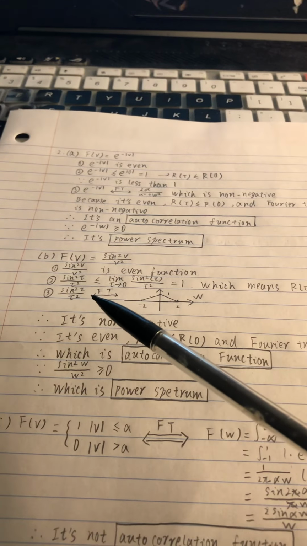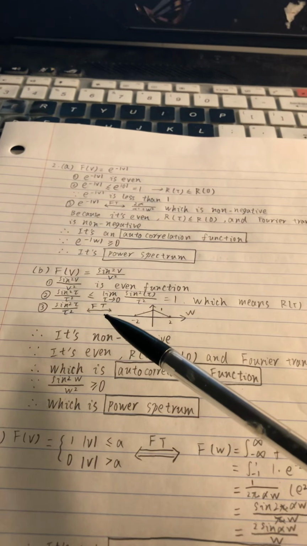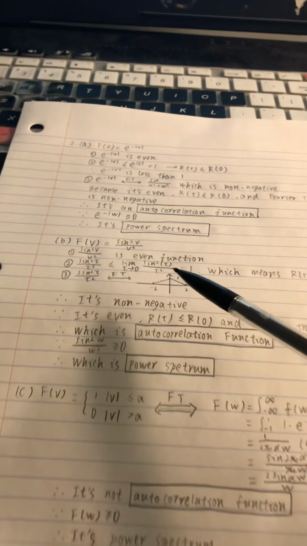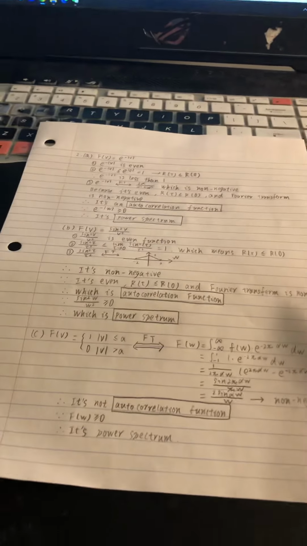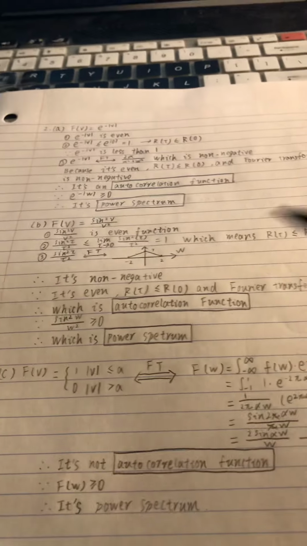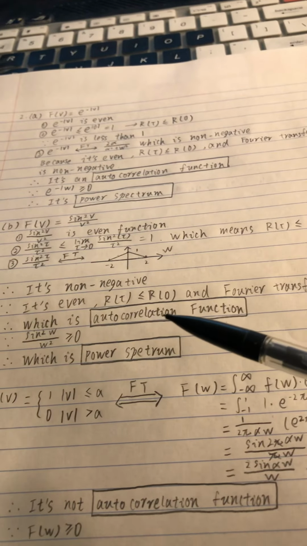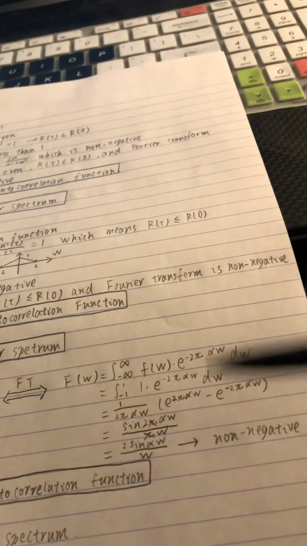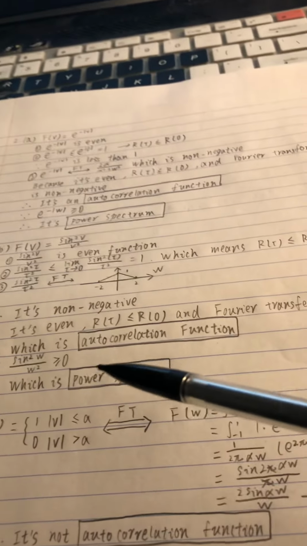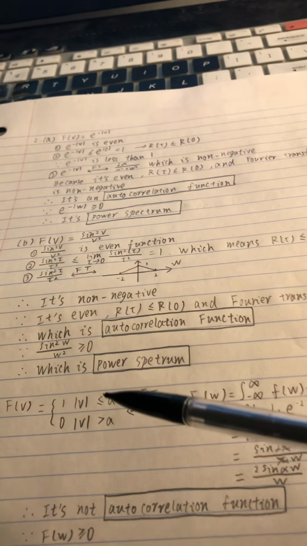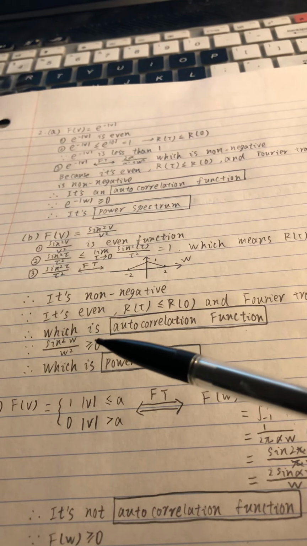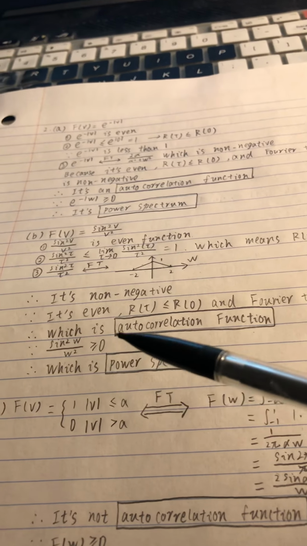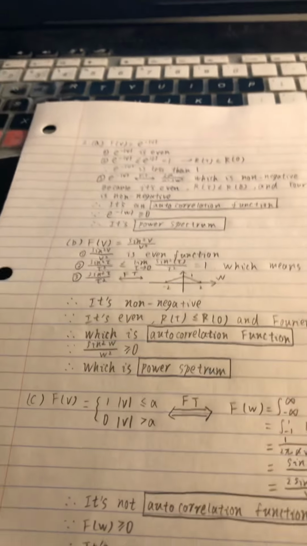So we can see the f(v), by using the Fourier transform, can get a graph like this. So we can see it's non-negative and it's even, and because it's even and R(tau) is smaller or equal to R(0), and the Fourier transform is non-negative, which is the autocorrelation function. And because the sine squared w over w squared is larger than 0, which is a power spectrum.